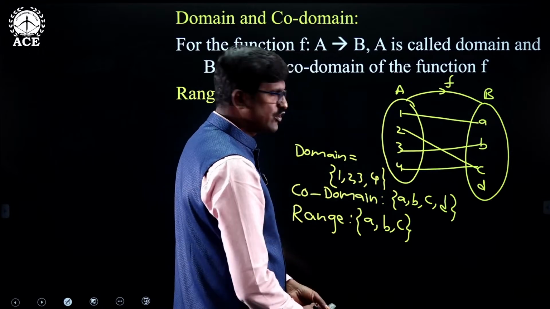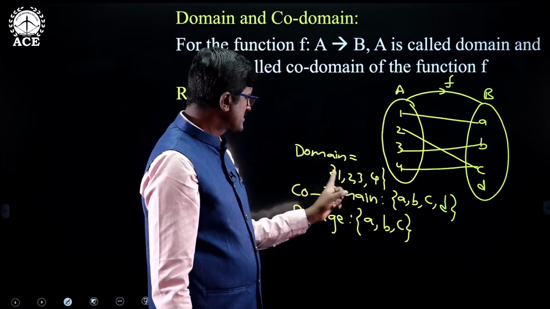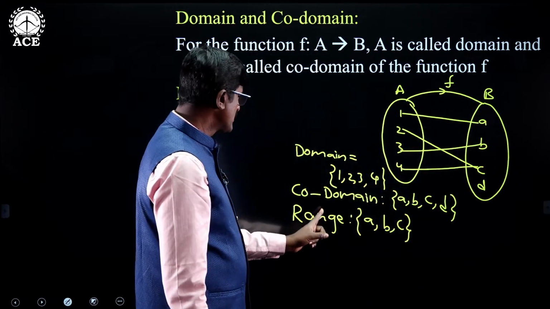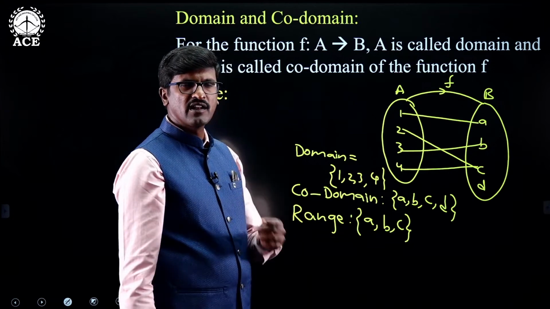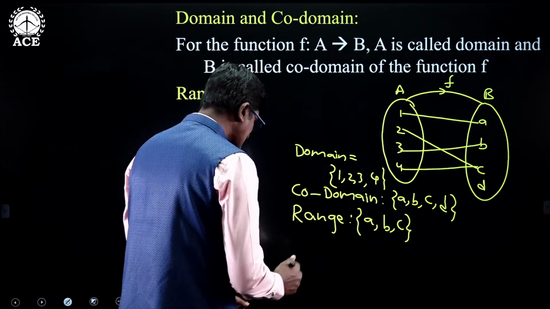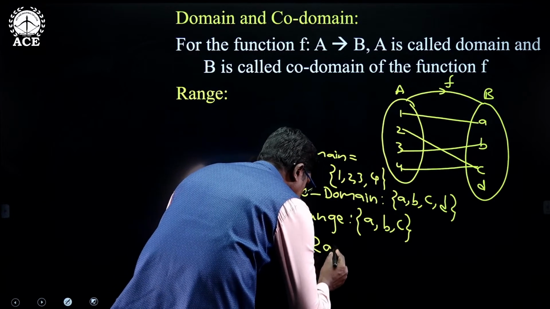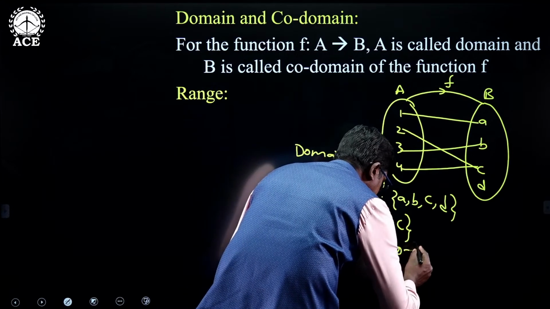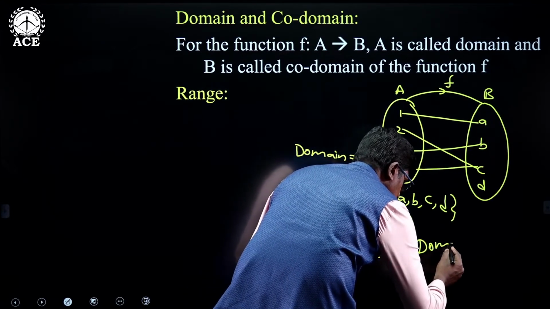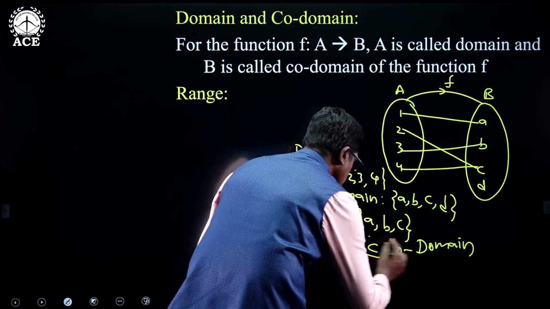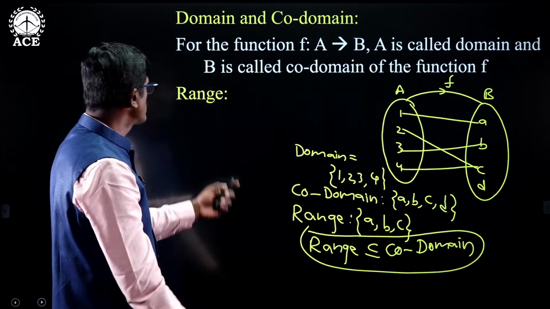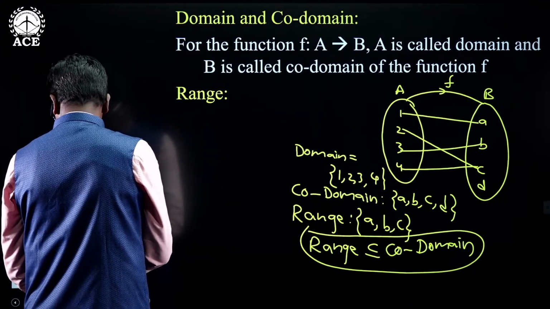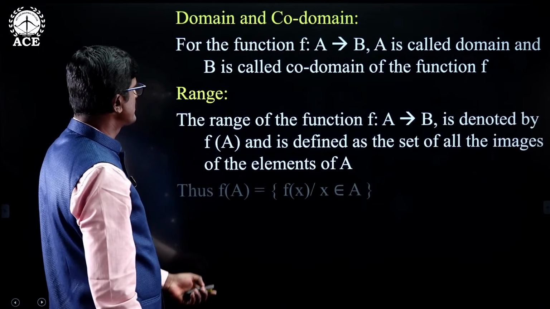With this simple example, you can understand that the set of all elements in A is called domain. The set of all elements in B is called codomain. And the set of all images is called range. Here you must understand that range is a subset of codomain. So this is all about domain, codomain, and range. These are the definitions.